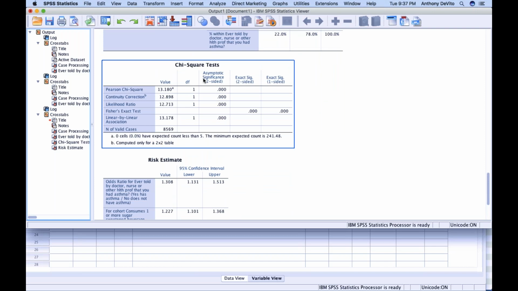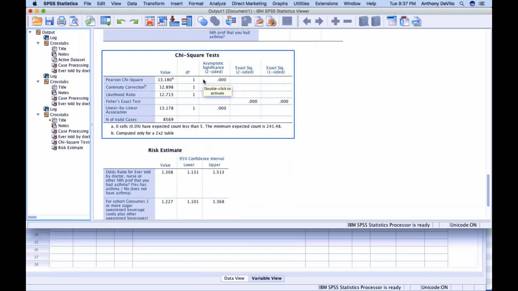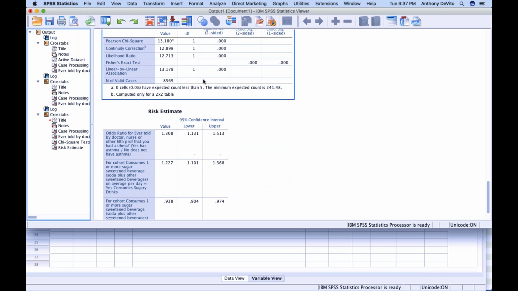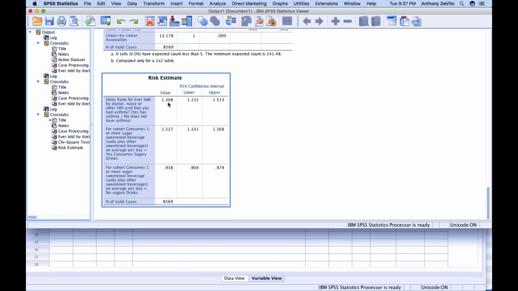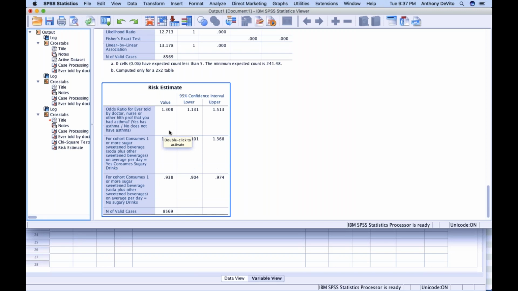Okay, well, how can we quantify this as well? What are the odds? How much does having asthma increase the odds of you consuming sugary drinks? Well, according to the odds ratio, it's 1.308, almost 31% more likely to consume sugary drinks if you're an asthma sufferer. Okay, how about our risk ratio, our relative risk? Well, our relative risk is in this next row, and the relative risk says you're 23% higher risk for consuming sugary drinks if you have asthma.